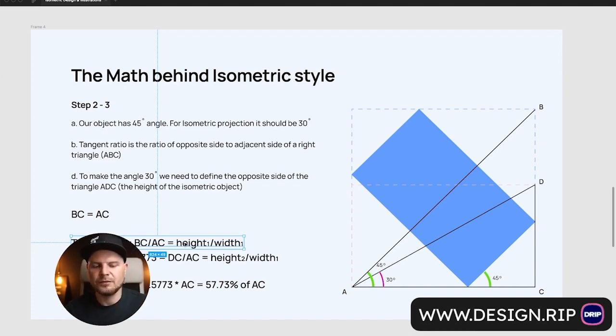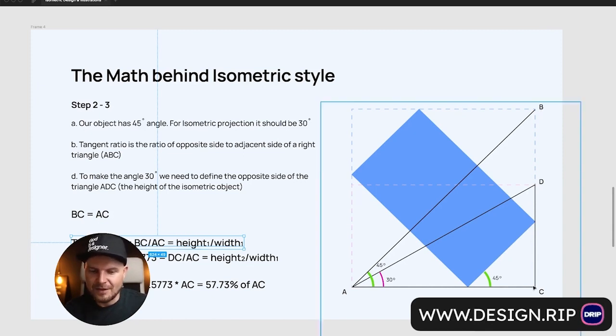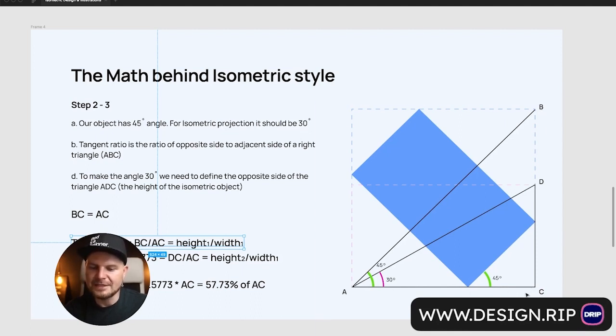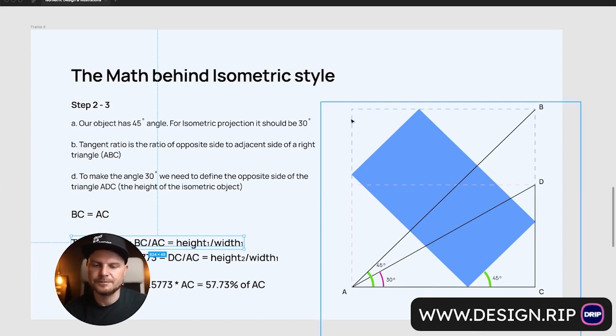Another way to understand that: we know that this is a square, and the square has the same size for all sides, right? Which means that the opposite side to the adjacent side, BC to AC, because they're absolutely the same, will be 1. And BC is the height of the first element here, of the first rectangle.